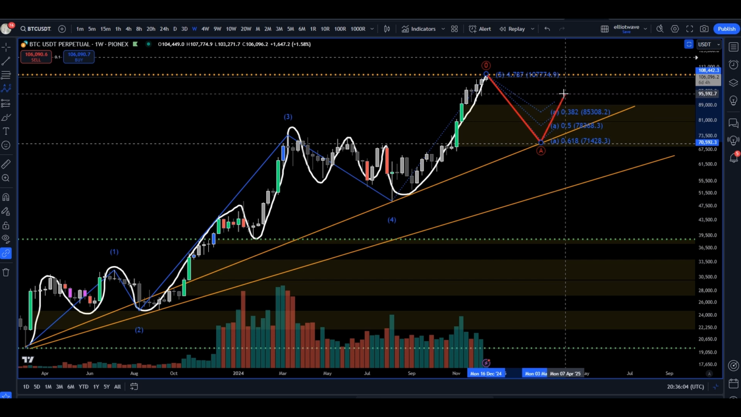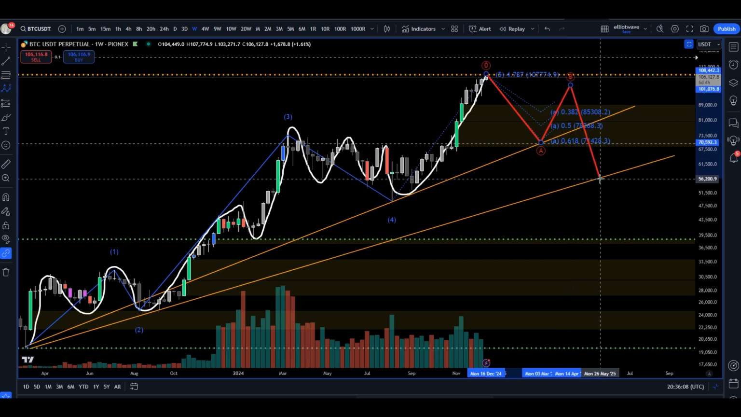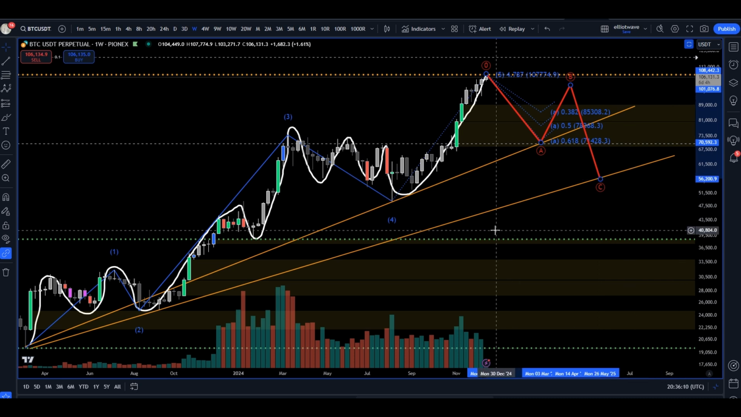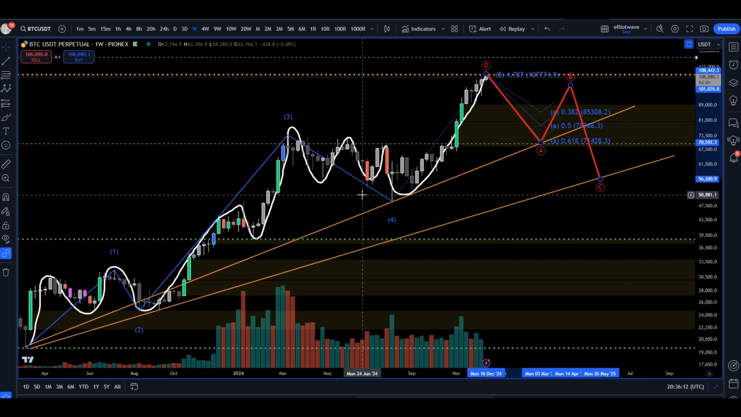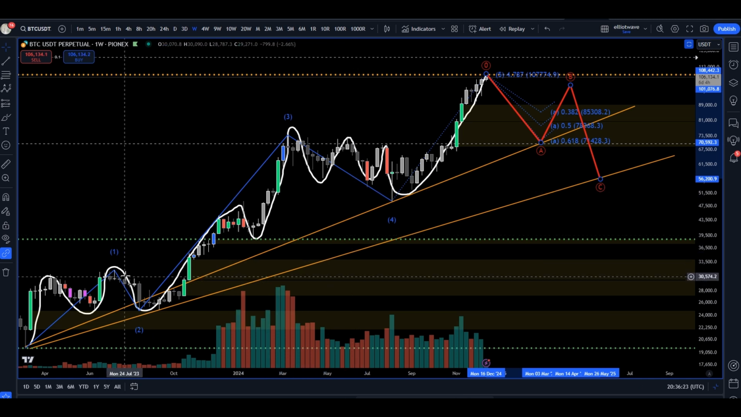Your A wave drops, B wave rises as a lower high, and C wave drops again. This pattern is essential for traders to recognize because it helps in predicting the end of a correction and the resumption of the main trend. Elliott Wave Theory is a technical analysis framework identifying market trends through repeating wave patterns.